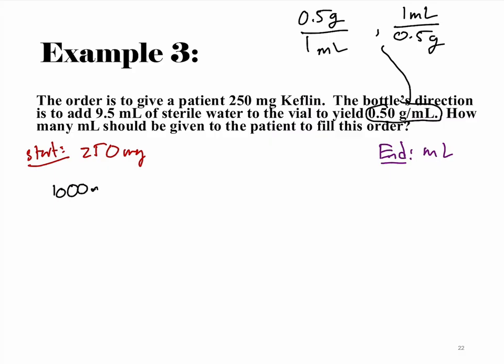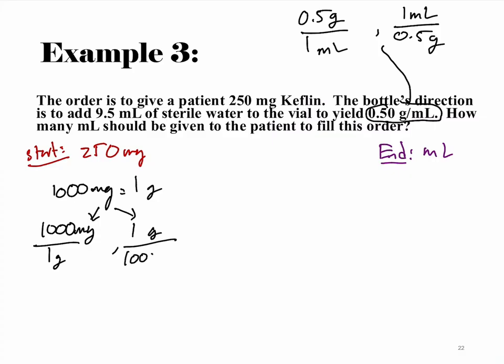1,000 milligrams equals 1 gram. We get our two conversion factors that we've seen before, 1,000 milligrams over 1 gram, and then 1 gram over 1,000 milligrams. And so now we have all the conversion factors we might need. Is there anything in this problem that we're also given?